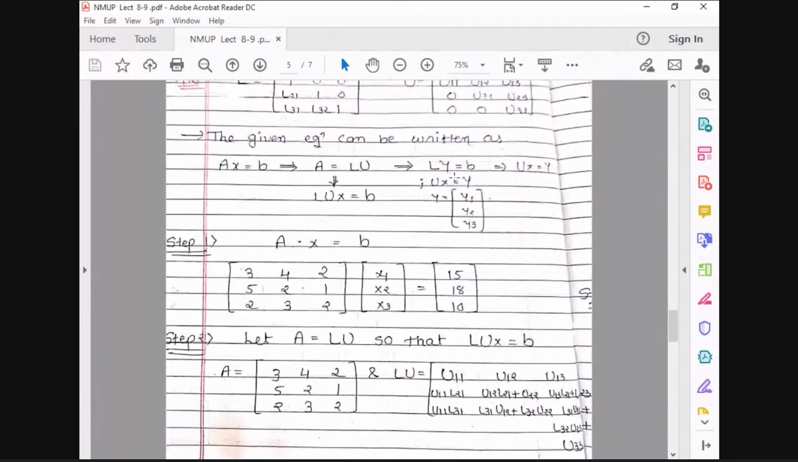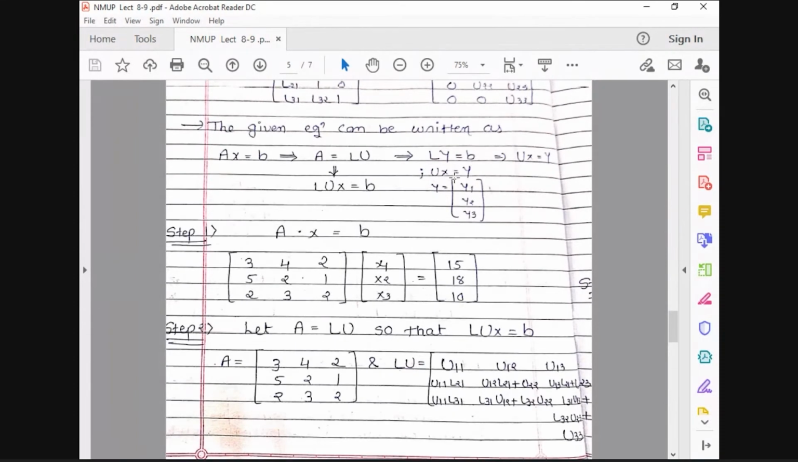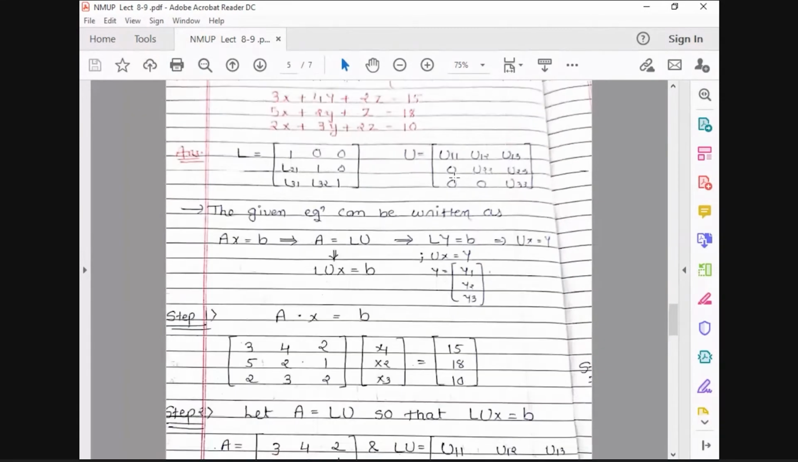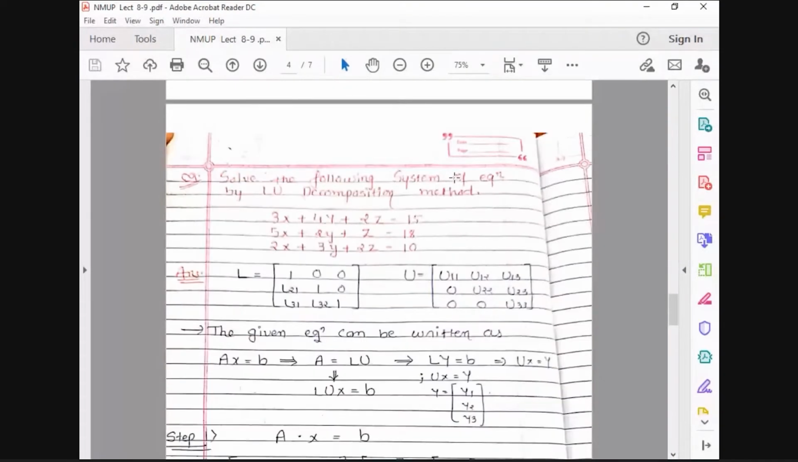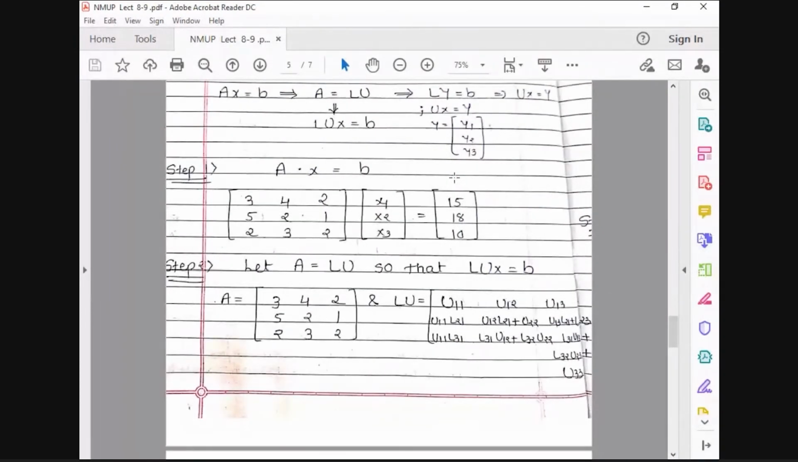Now in step 2, what we have to do? A is equal to L into U. So A is equal to 3, 4, 2, 5, 2, 1, 2, 3, 2, my first matrix from the first step, right? And L into U is the calculation that we have done over here, right? So I have written that directly over here.